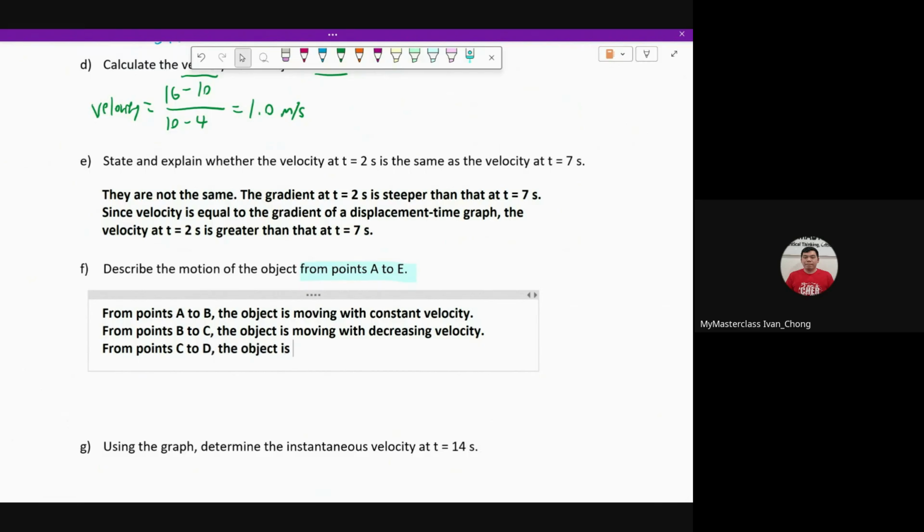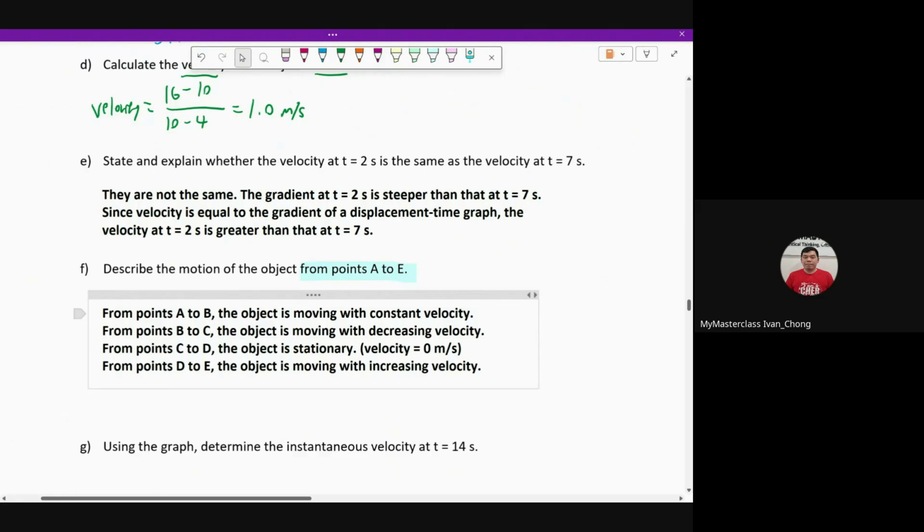The object is stationary. Okay, you don't need to say it, but basically you are stationary. So from points D to E itself, what happens is that the object is moving with increasing, because it's actually steeper, increasing velocity. So you can see I just basically keep using the word velocity because this is my gradient. So I just keep using the gradient to explain, except for certain scenarios where you have zero velocity.